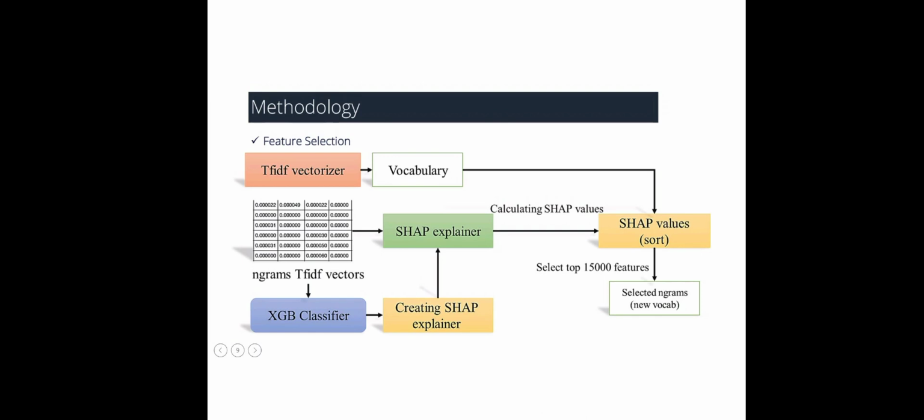As SHAP is integrated into tree boosting frameworks such as XGBoost, it is trained and used as a classifier to create a SHAP explainer to calculate Shapley values for all the 30,000 frequent primary features that we already selected in the feature extraction part.